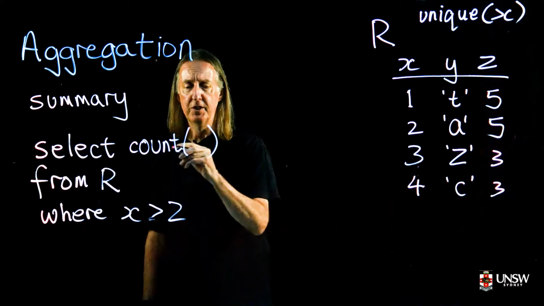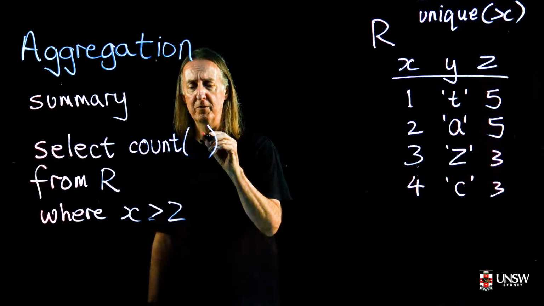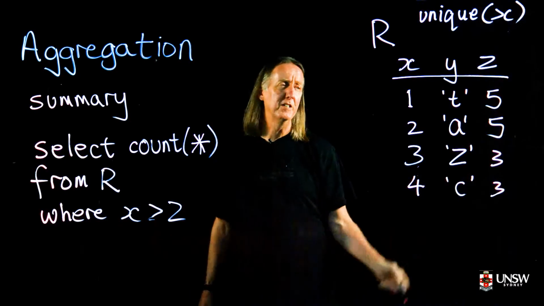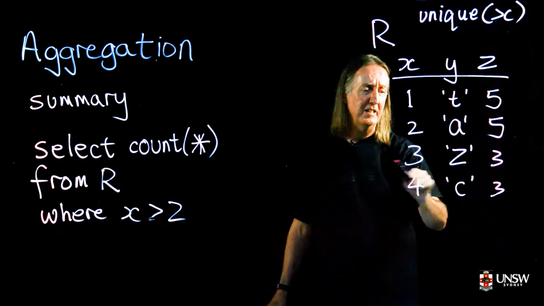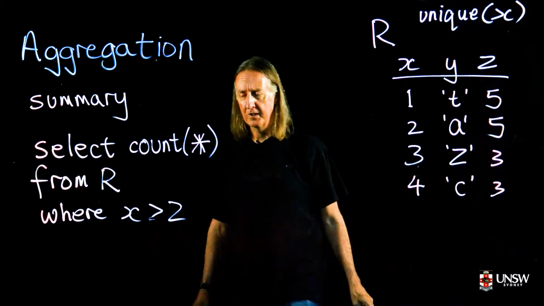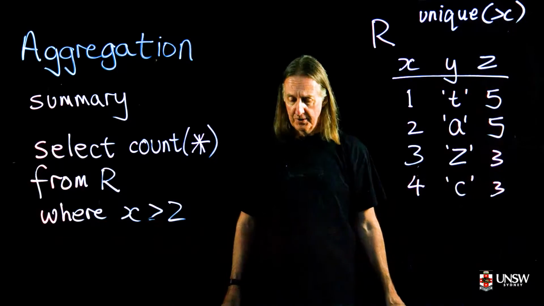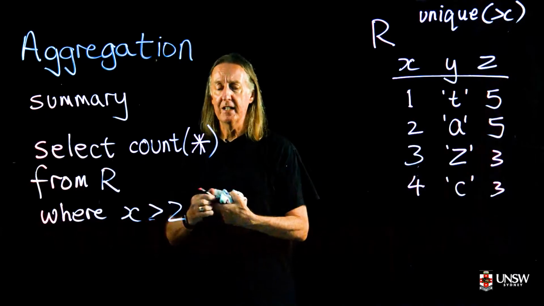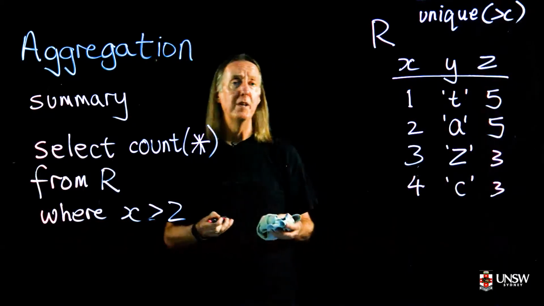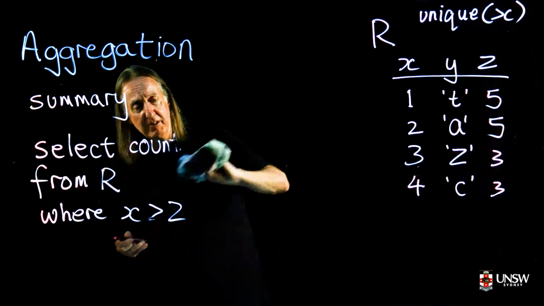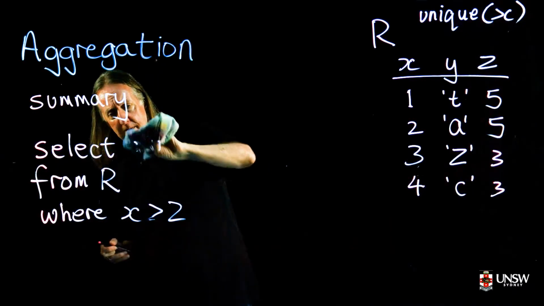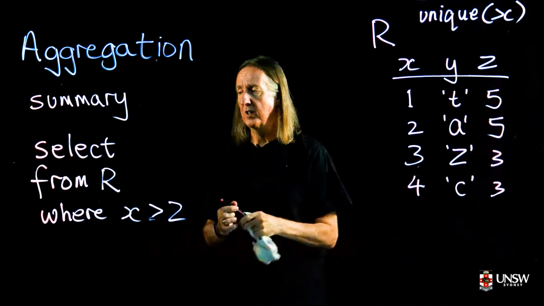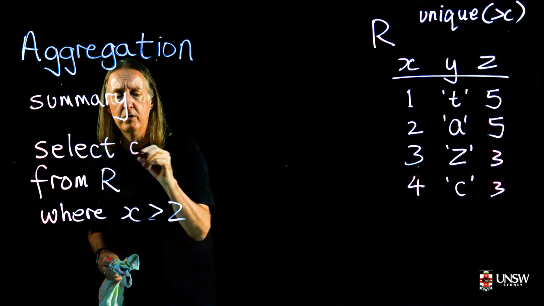Now, a very common usage of count, if you just want to count the number of tuples, is to say count with a star, which kind of means count all of the distinct collections of values in the table. So that's one possible aggregation. A lot of the aggregations that we'll look at in this video are numeric based, but there are other aggregations that you can use that work on different types of data.